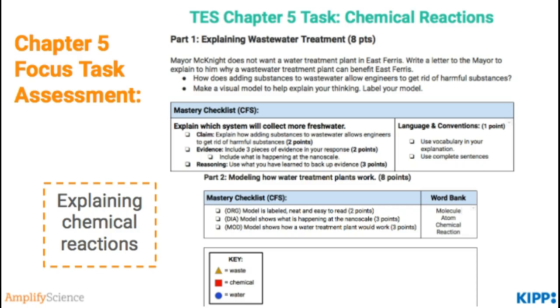In this task, students are informed that Mayor McKnight does not want a water treatment plant in East Ferris. They are asked to write a letter to Mayor McKnight to explain why a wastewater treatment plant could benefit East Ferris. They are also asked to draw a model of what is happening at the nanoscale to better clarify their thinking. It's time to try this task for yourself. Pause the video and take the Chapter 5 task.